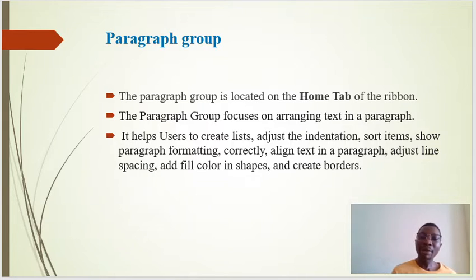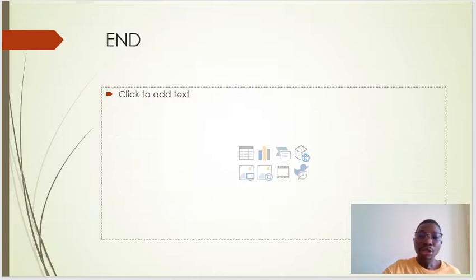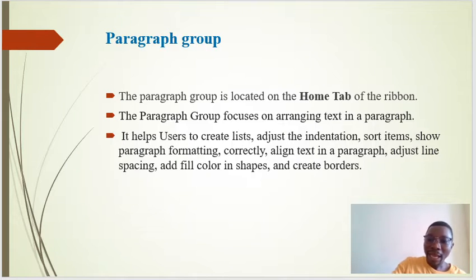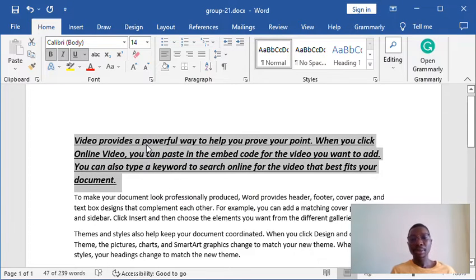Once again, the paragraph group helps users to create lists, adjust indentation, sort items, show paragraph marks, and set line spacing. We are also going to look at how to use the paragraph group to add a fill color to shapes and also create borders. This is our paragraph group, and the whole of this area becomes our paragraph group in the Home tab.